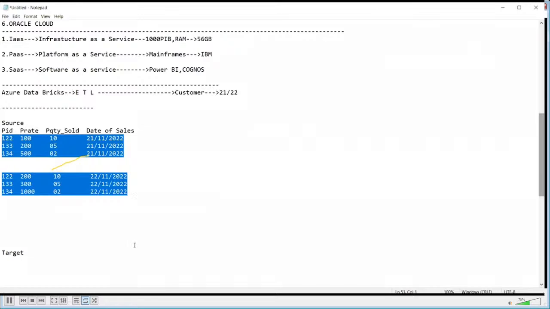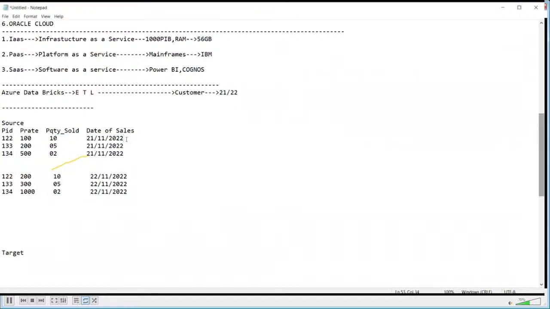If you have a massive amount of data, can you look at the data and decide? Suppose each table has some 1 lakh records, can you decide by looking into the records? No, not possible. So for that, we use a technique. What is that? ETL. Let us see how ETL is applied here.